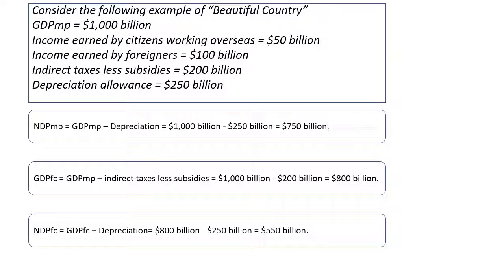The third thing we can find through all this is NDP-FC. Now we know what is GDP-FC, and the relationship between G and N, the first letter, is depreciation. So we know GDP-FC is 800 billion. So we just remove depreciation from there, which is $250 billion, and we get $550 billion.